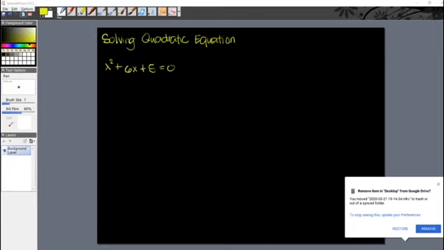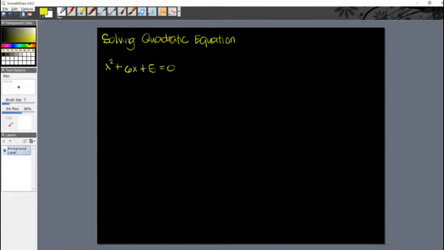What I would suggest before solving the quadratic equation is to test it yourself and verify the value of b squared minus 4ac. This is actually what we call the discriminant.